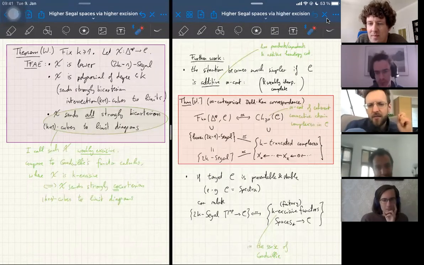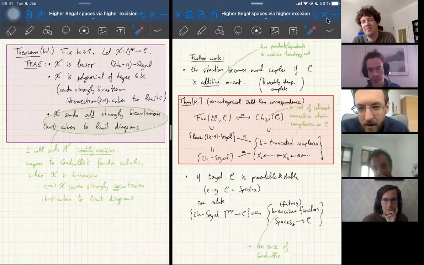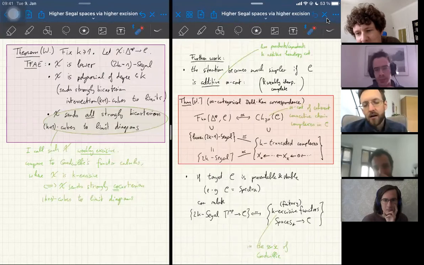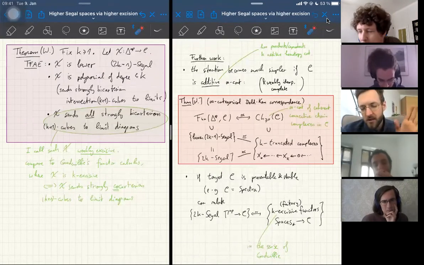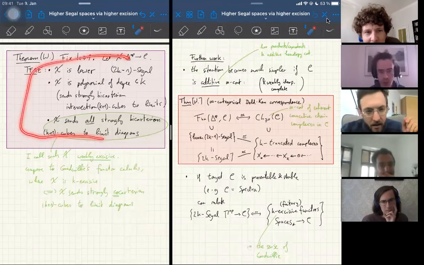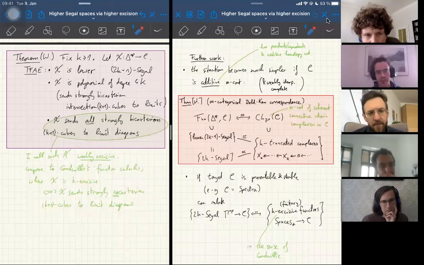Yeah, I have a little confusion, I think, in my head. So one of the main theorems was that an object is 2k minus 1 Segal if and only if it is k-polynomial, right? Yeah, so this one here on the left. Yes, exactly. So in particular, it is Segal if and only if it is 1-polynomial. Exactly, exactly.